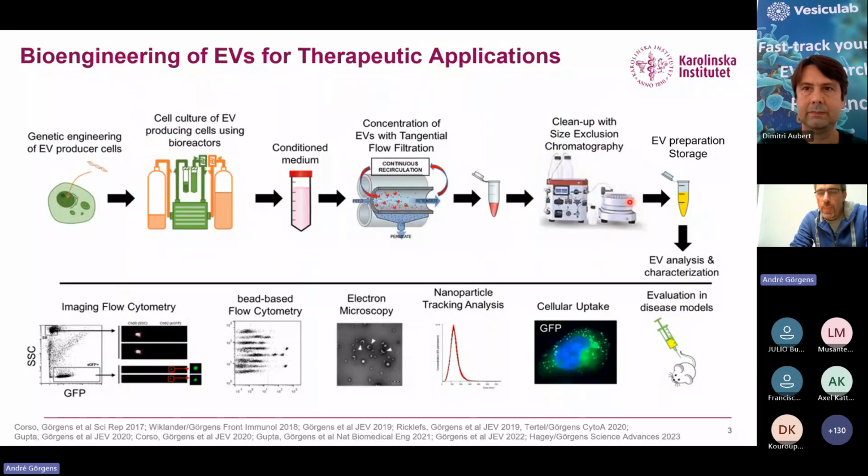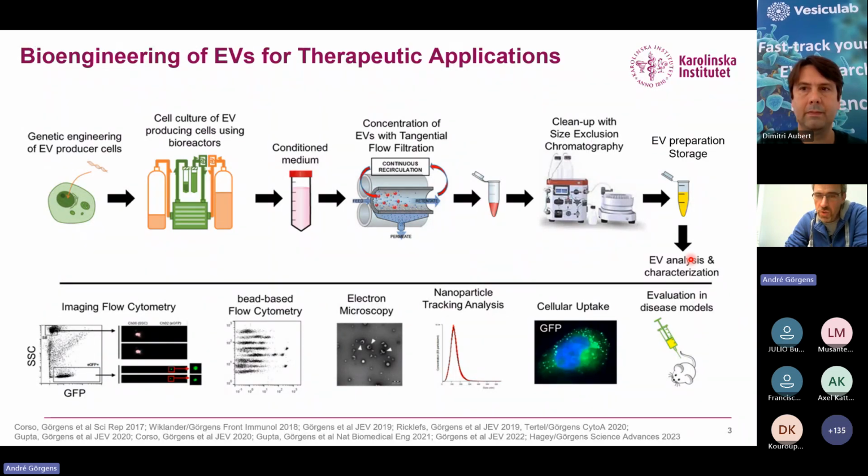The main topic of our lab is bioengineering of EVs for therapeutic applications. Of course, that's a simplified process, but developing such a process for different therapeutic applications requires a lot of decisions, and good quality decisions. There are lots of choices to make, like which cells to use, how to culture the cells, how to purify or isolate the EVs at the end, how to store them, and what assays to use at the end to dose or characterize the EVs.